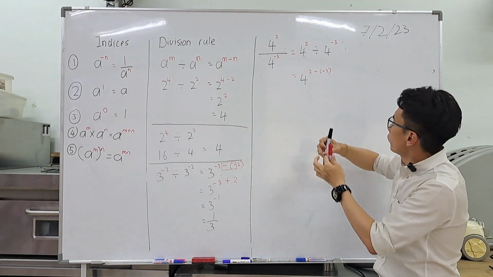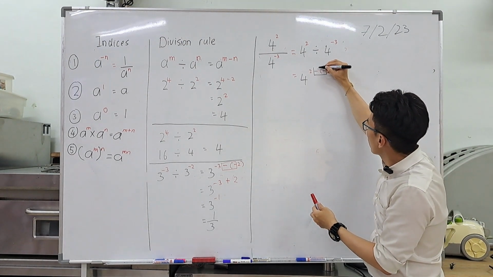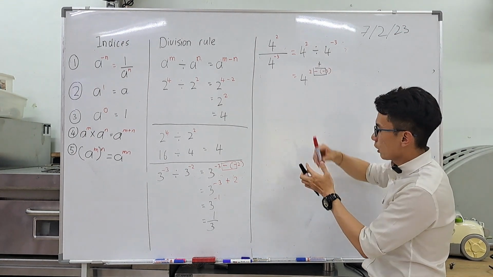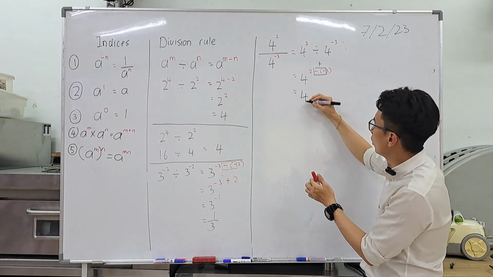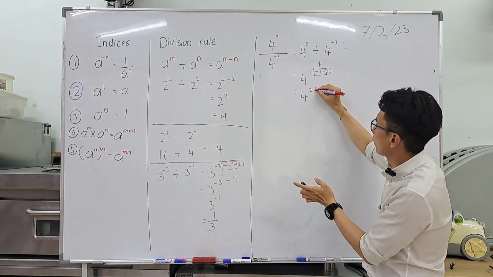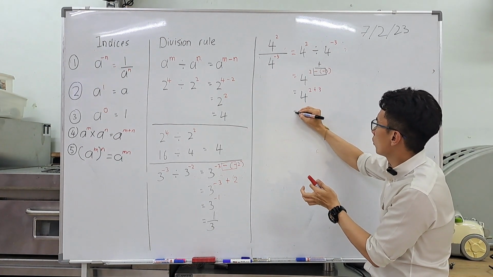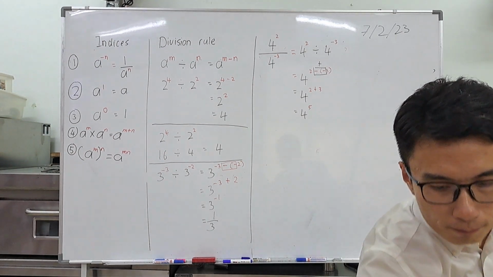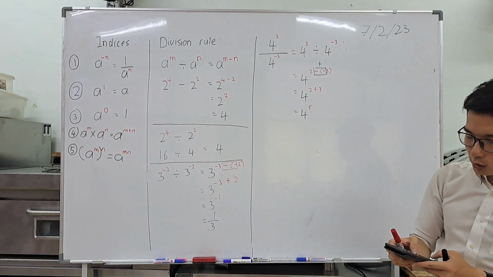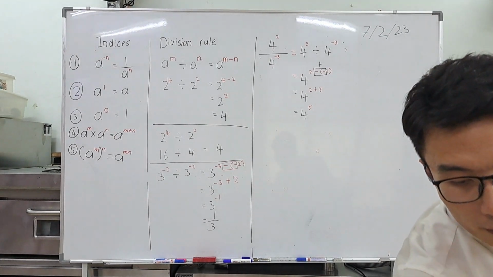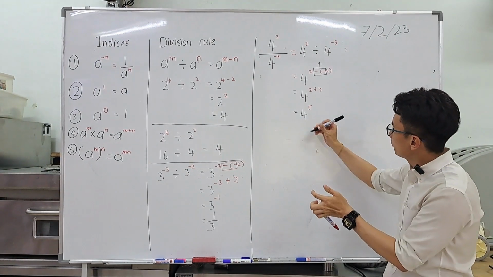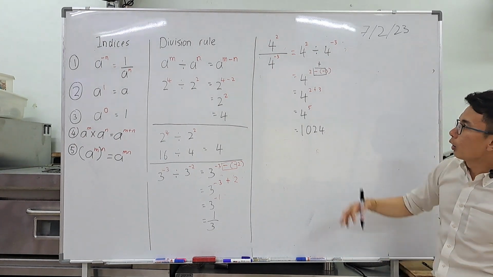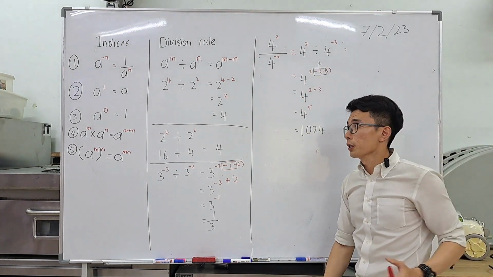So after that, let's solve this. We can check over here, my negative and negative will give me a positive, correct or not? So I can rewrite this as 4 to the power of 2 plus 3, which will give you 4 to the power of 5. So very quickly, if we were to expand this 4 to the power of 5, I should get 1024. Now that is the division rule over here.